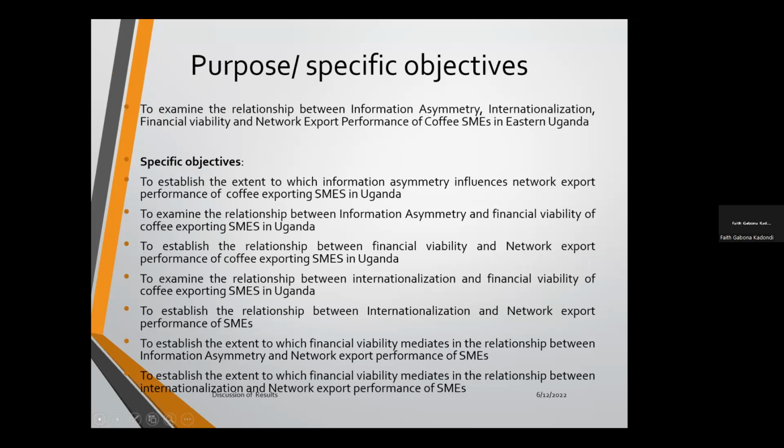to establish the relationship between financial viability and network export performance of coffee exporting SMEs in Uganda, to examine the relationship between internationalization and financial viability of coffee exporting SMEs in Uganda, to establish the relationship between internationalization and network export performance of coffee exporting SMEs in Uganda, to establish the extent to which financial viability mediates the relationship between information asymmetry and network export performance of small and medium scale coffee exporting SMEs, and to establish the extent to which financial viability mediates in the relationship between internationalization and network export performance of SMEs.